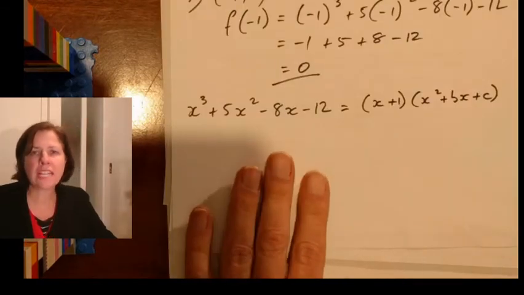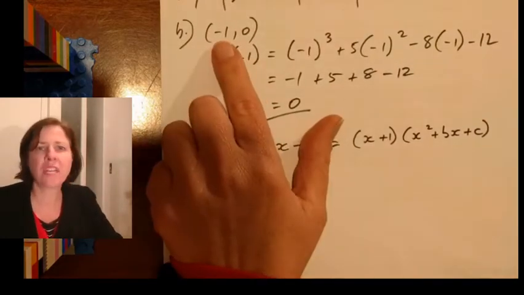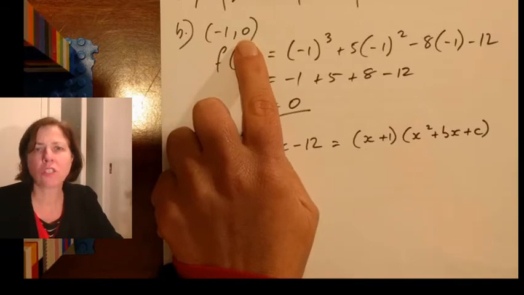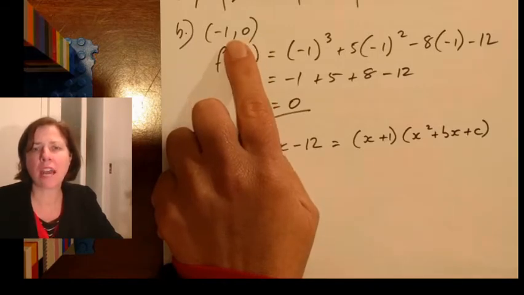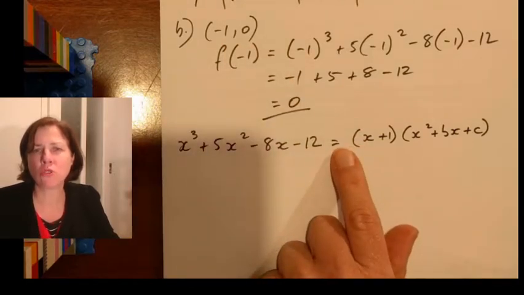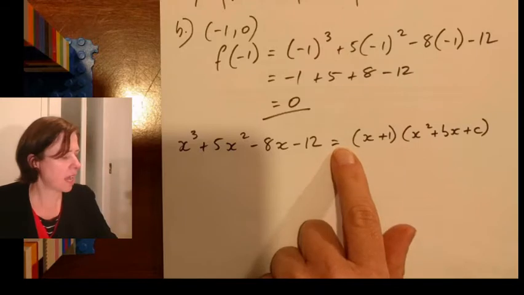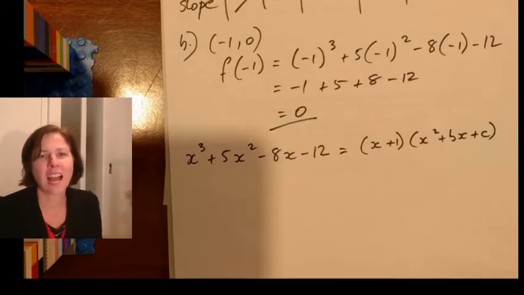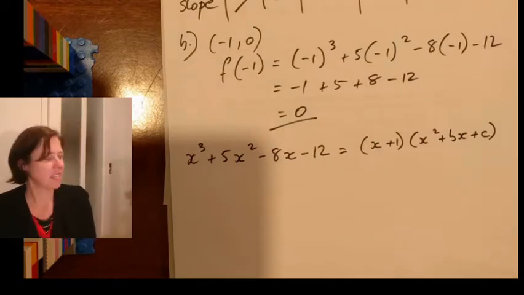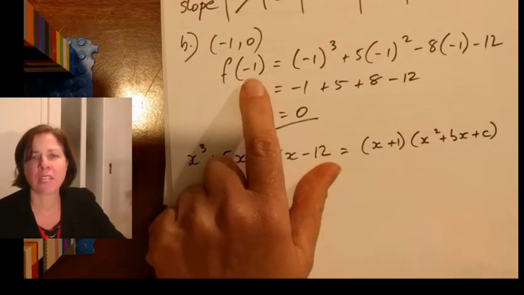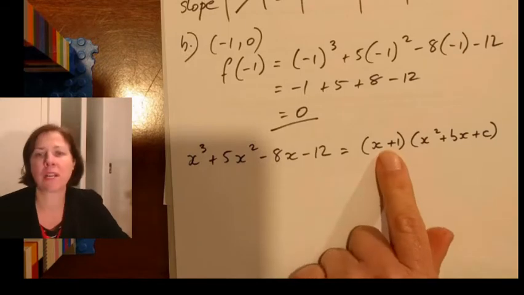Okay, so what I need to do is use the fact that I know that x is -1 gives me a y value of 0. So that means that I now can find further values by using division. But what I'm not going to do is use division here. I'm going to use equating coefficients. So I'm going back to chapter 4, where we learnt that if x equals -1 gives me a 0, then x plus 1 is a factor.